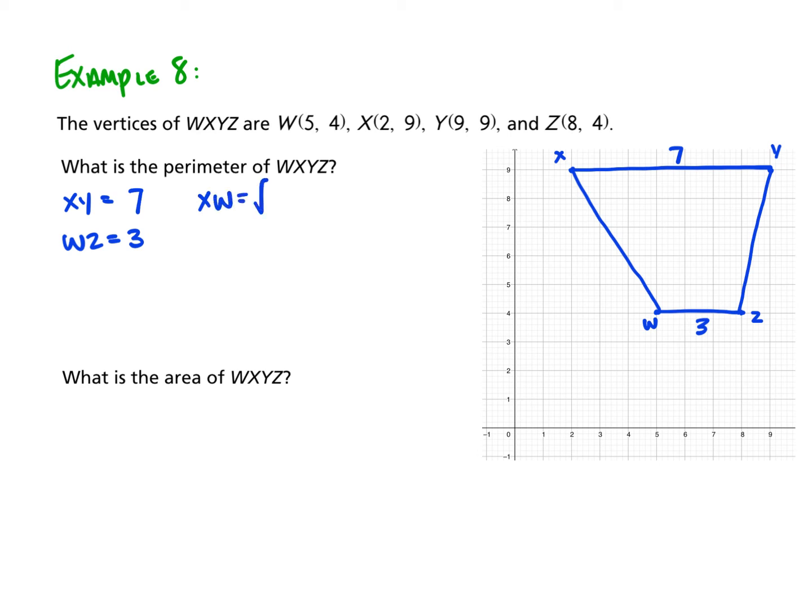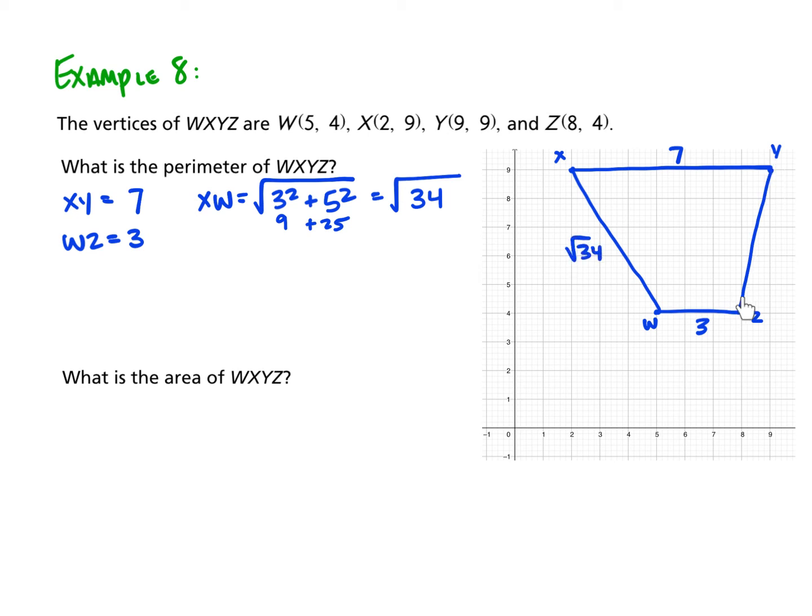Let's find that. I'm going to be using my distance formula, comparing X and W. Their x coordinates are different by 3, 5 and 2, so I'll put 3 squared here. Their y coordinates are different by 5, 4 and 9. That's a difference of 5, so I'll put 5 squared. Then if I simplify that, that's the square root of 9 plus 25, which gives me square root 34. This is a 9, this is a 25, and 9 plus 25 is 34. So that is the square root of 34.